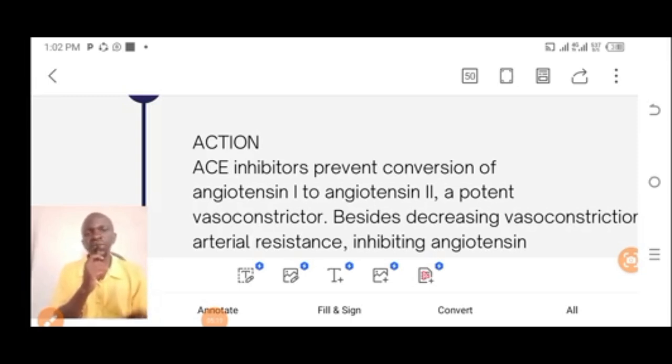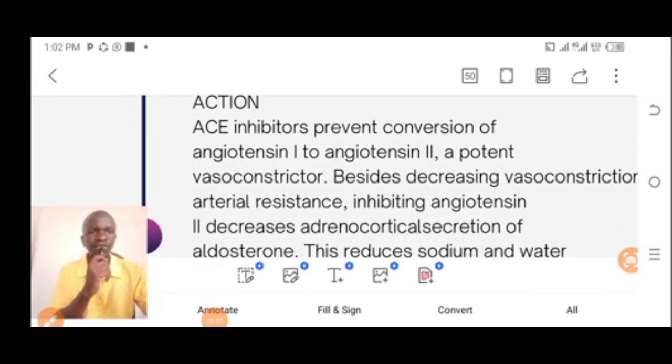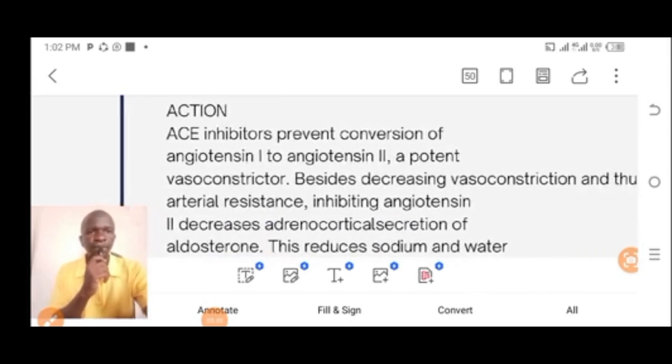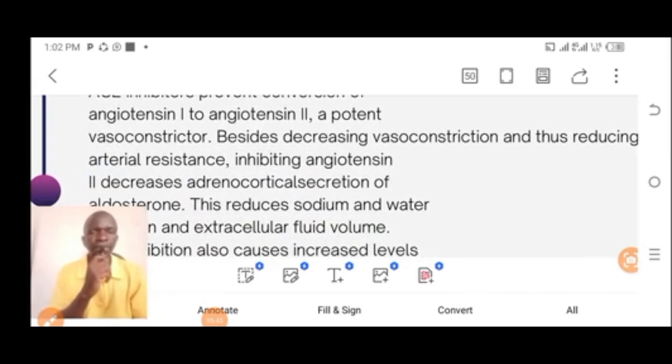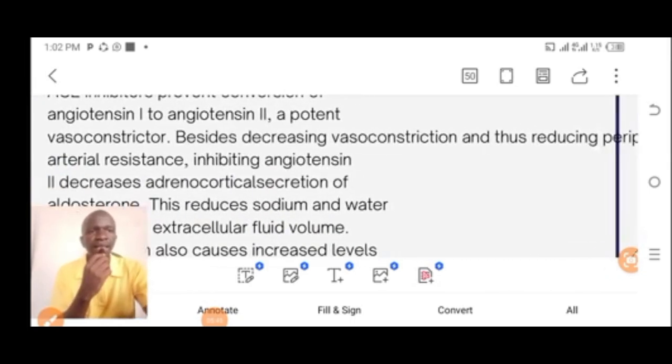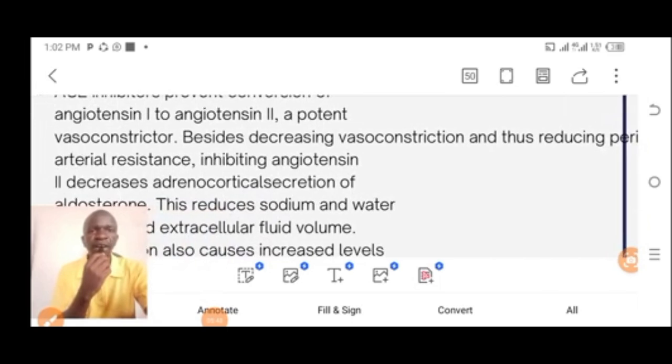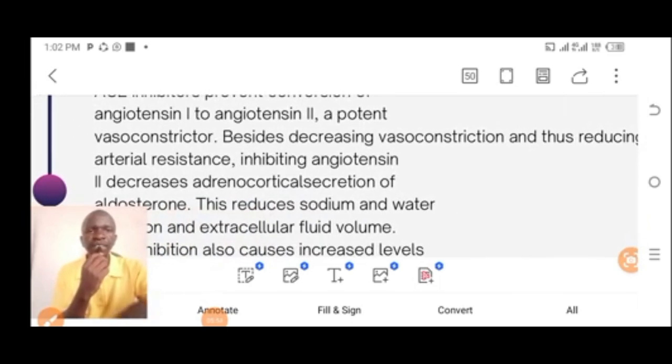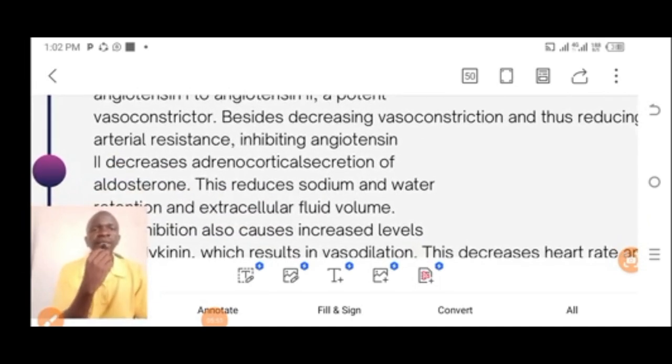So how does this angiotensin converting enzyme inhibitor work? It prevents the conversion of angiotensin 1 to angiotensin 2. When that happens, we have treated the problem of high blood pressure. Besides decreasing vasoconstriction and thus reducing peripheral arterial resistance, it inhibits angiotensin. So that is how this drug works.